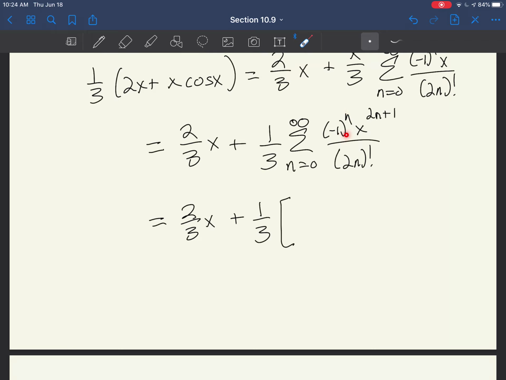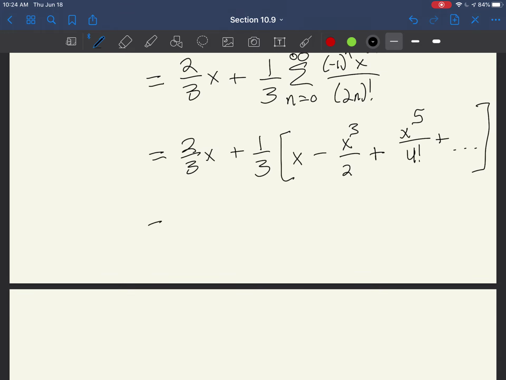Write out the first few terms. You get 2/3 x plus 1/3 times, when n equals 0, you get a positive 1. You get a 1 factorial in the denominator. When n equals 0, you just get x to the first. When n equals 1, you get -1. You're going to get x cubed. You're going to get all odd powers now of x divided by 2 factorial. So that's minus x cubed divided by 2. It oscillates, so we'll do plus. When n equals 2, you get x to the 5th divided by 4 factorial. And we'll just keep so on and so forth.